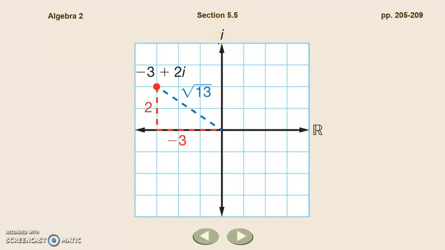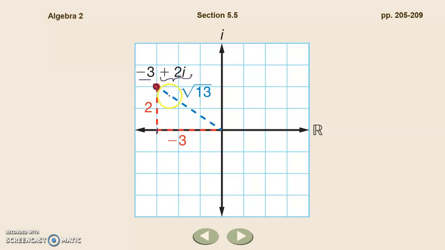And to graph a complex number, we take our real number, which in this case is -3, and go over to -3 on the real number axis. And then our imaginary number, which in this case is plus 2i, so we go up 2 on the i axis here, and we graph that point. So this is our -3 plus 2i.